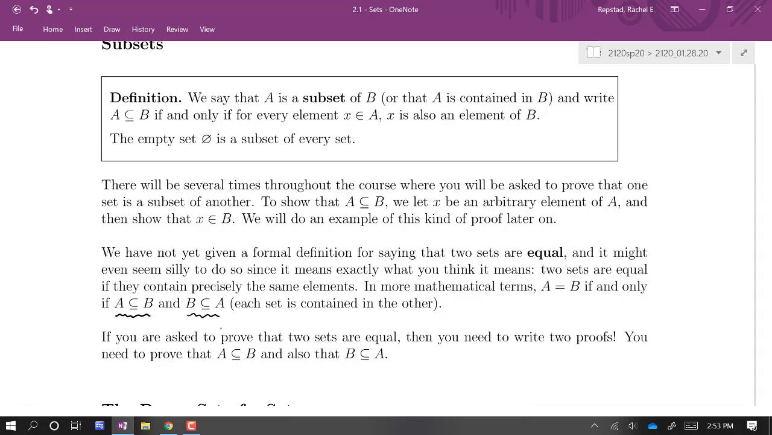In fact, that's exactly how we show that two sets are equal. If I'm going to write a proof that two sets are equal, I have to write two proofs. It's kind of like an if and only if proof. You know, that required two parts. Showing two sets are equal requires two parts as well.